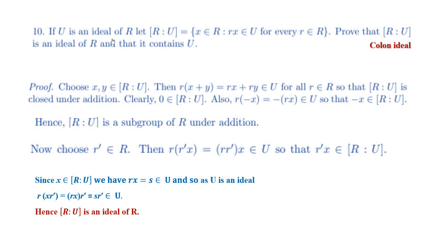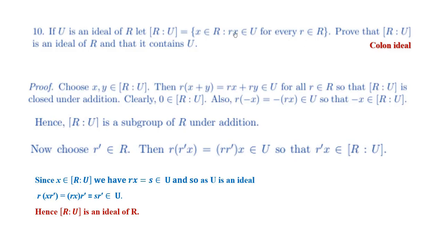Next, we have: if U is an ideal of R, then this R colon U, which is the set of all x in R for which rx belongs to U for every r in R. This is the description of this subcollection of R. Then we are asked to show that this is an ideal of R and that it contains U.